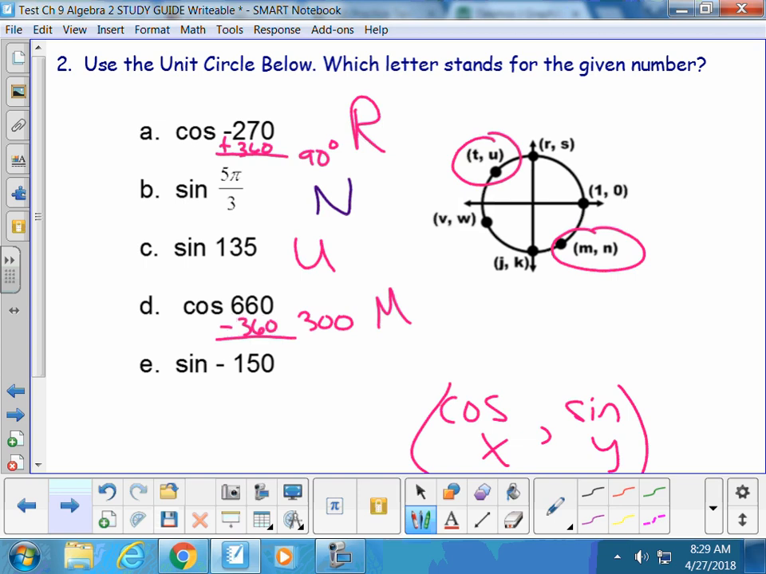Negative 150, you can either spin negatively 150 degrees, or you can do my plus 360 trick to find out it's at the same exact location as 210. 210 is located in quadrant 3 down here, and since it's a sine value, we want the y value. So we'll go with W. So our answers are R, N, U, M, W.